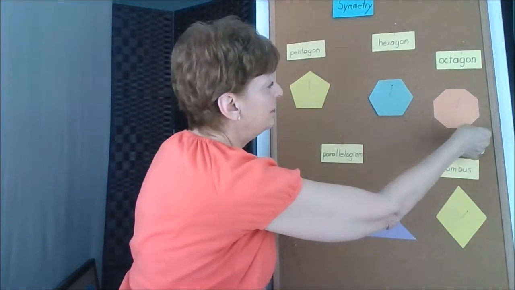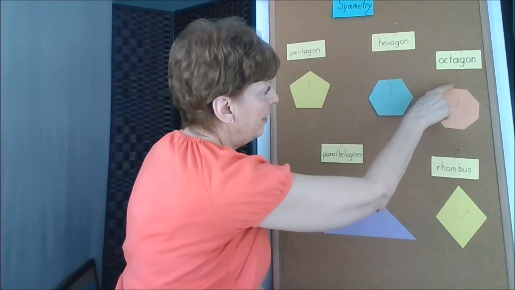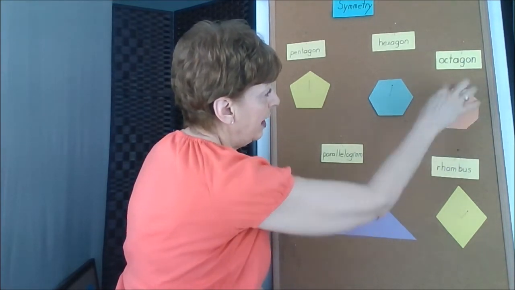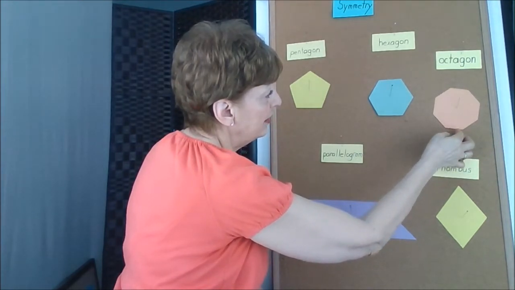Octagon. We have a flat top and bottom. I'll move it again. A flat top and bottom. This one has rotational symmetry.